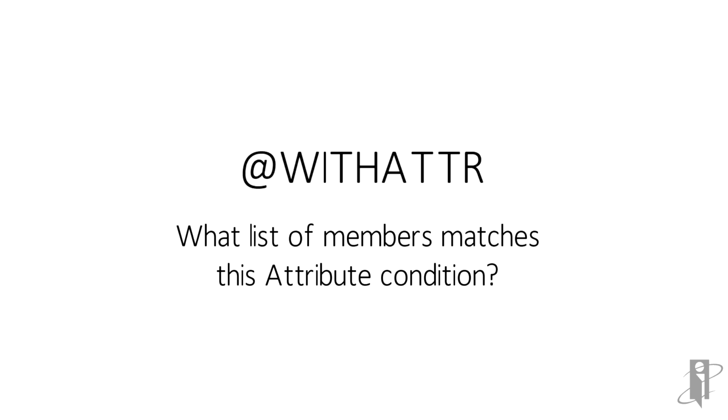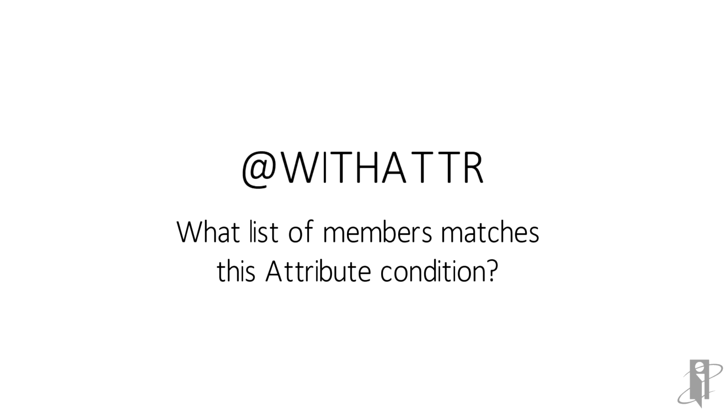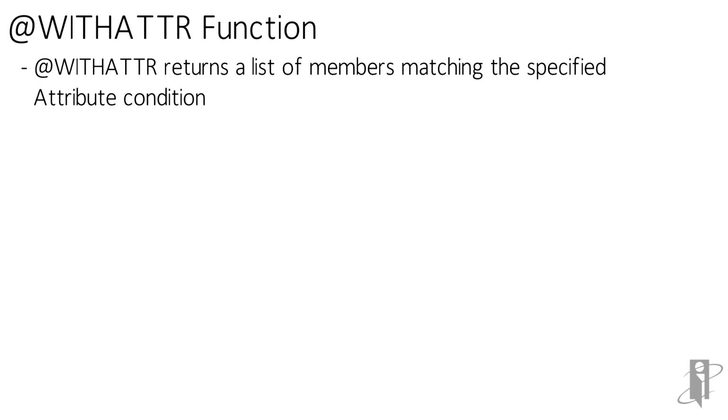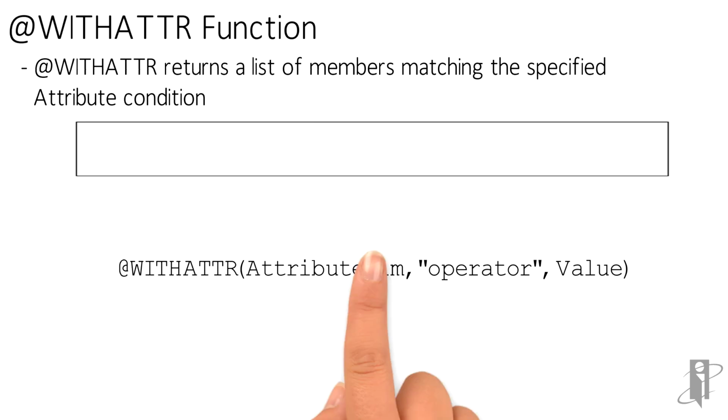With attribute looks at the outline to figure out which members meet a specific condition. @WITHATTR is a member set function, so it essentially returns a list of members. It's going to give you back a list of members that matches the expression, the condition that you're providing. It has three parts.